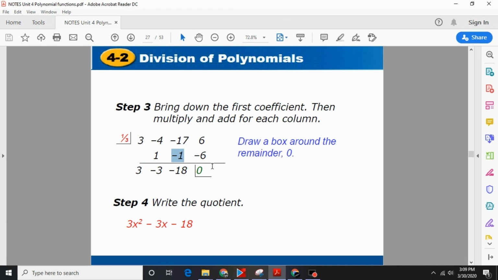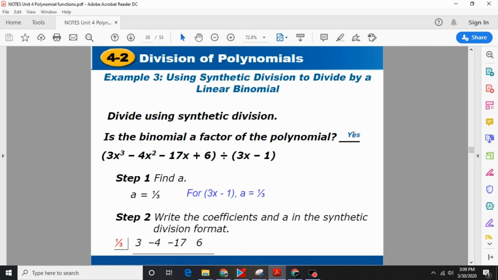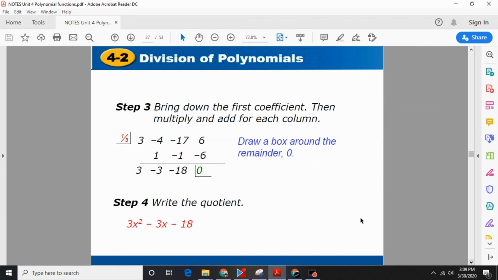And when you go through the synthetic process, you find that there is a 0 remainder. So that means our binomial is indeed a factor. So 3x minus 1 is a factor. And then what we're left with as far as the quotient is 3x squared minus 3x minus 18.